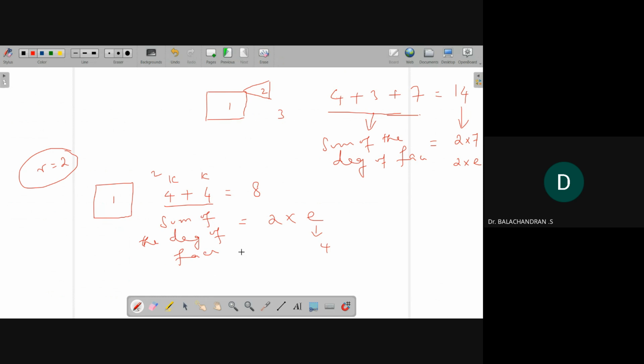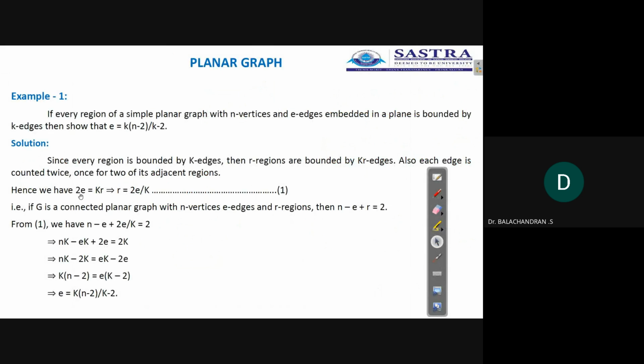So that's why, from this motivation, the sum of the degrees of the faces in our graph, because we have r faces and each face is bounded by k edges, is kr, which is equal to twice the number of edges, 2e. So that's why we get kr equal to 2e. From this, r equal to 2e by k.